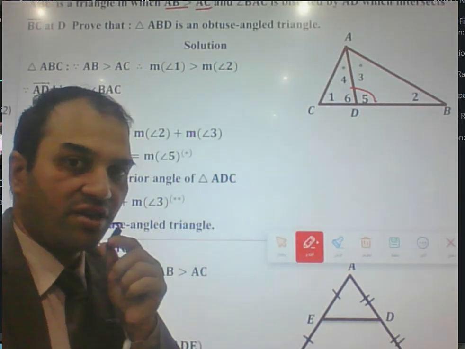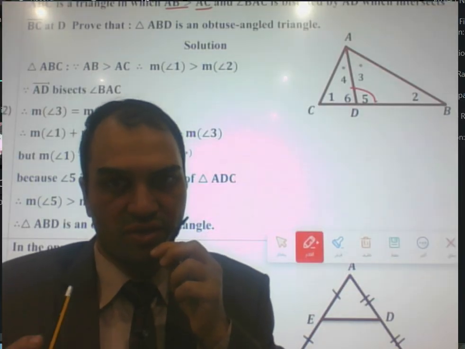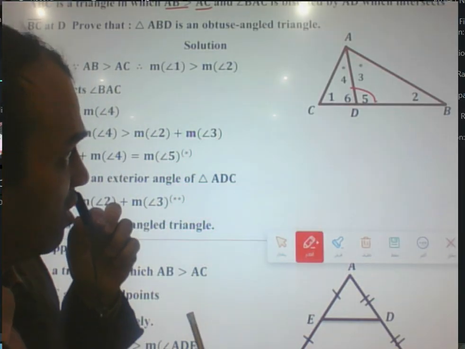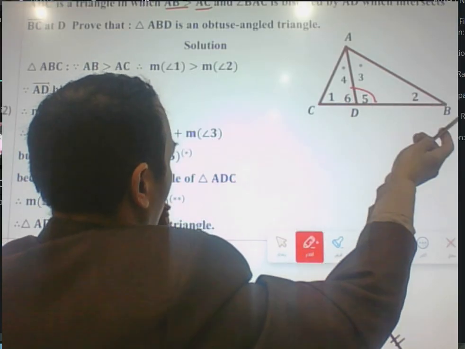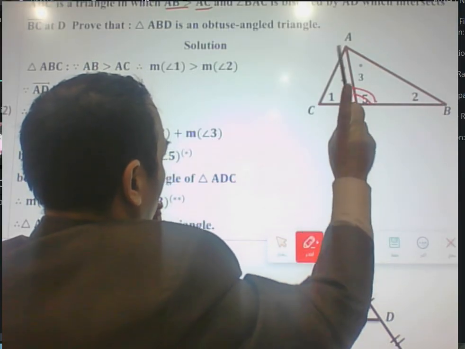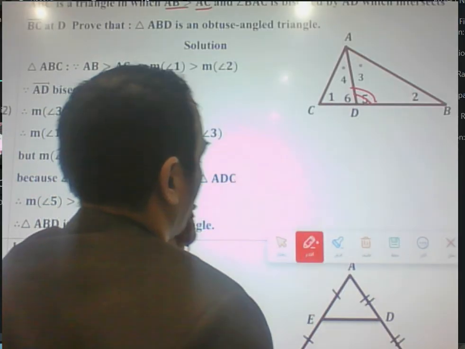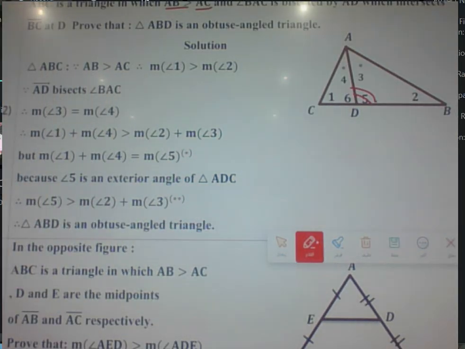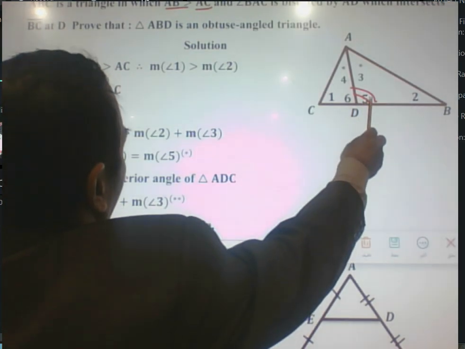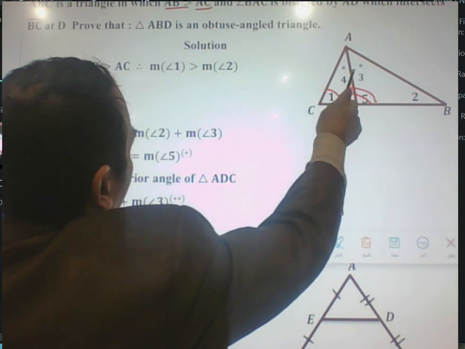You know the measure of any exterior angle is greater than the measure of each of the non-adjacent angles, because the measure of angle 5 plus the measure of angle 6 equals 180. Then this angle we call an exterior angle. The measure of angle 5 is greater than the measure of angle 1. And also we have another relation, my students: the measure of angle 5 is greater than the measure of angle 4.